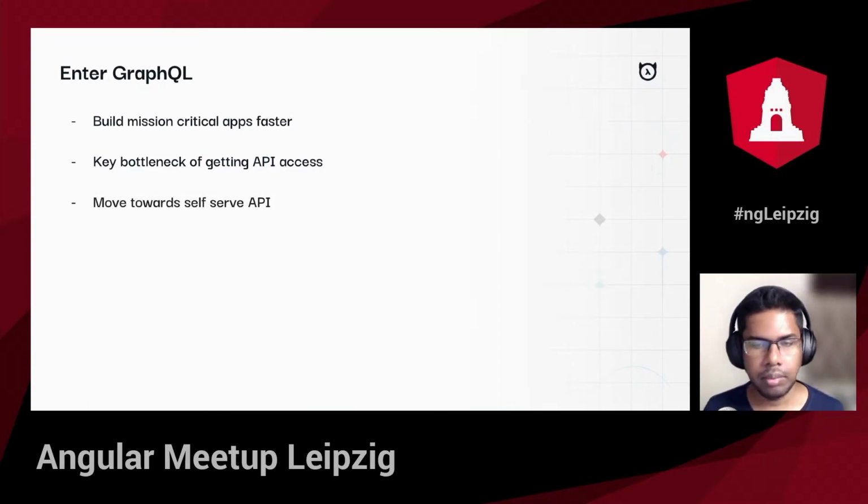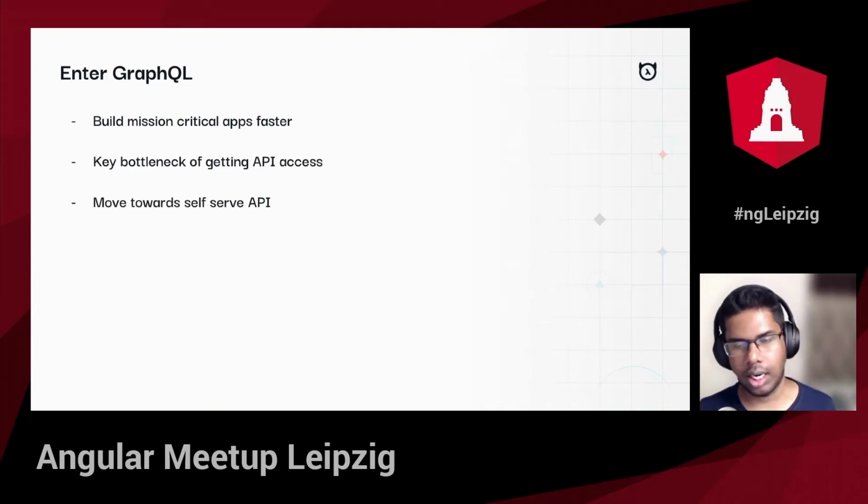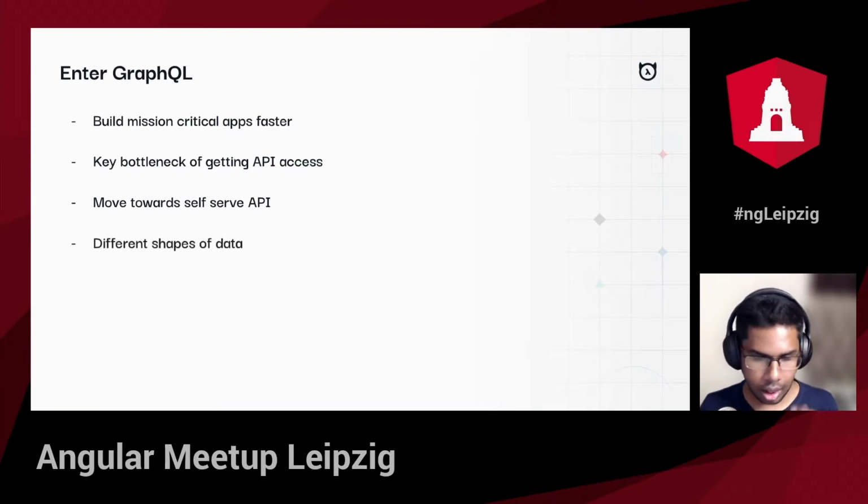This was possible by making it a self-served API. GraphQL is a self-serving API where you have documentation available for free and instantly. As soon as you have a schema, you have your documentation for the API readily available for you to explore. With GraphQL, you have different shapes of data that you can ask for, and it's totally under your control what you want to expose and how you want to query them from your front end. That makes it flexible as well as powerful for your use cases.